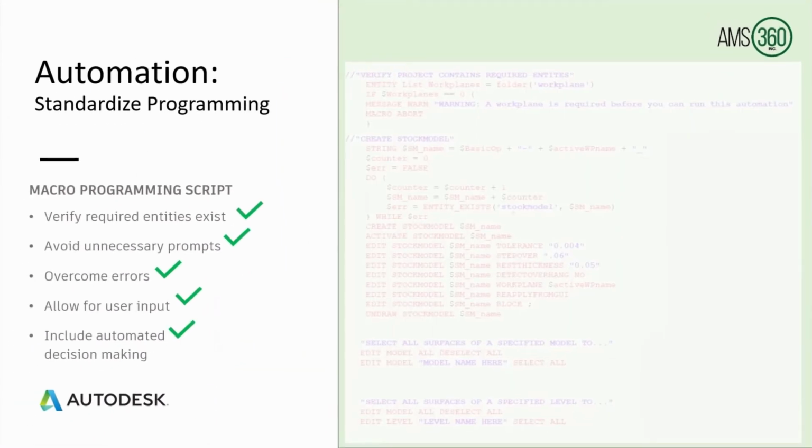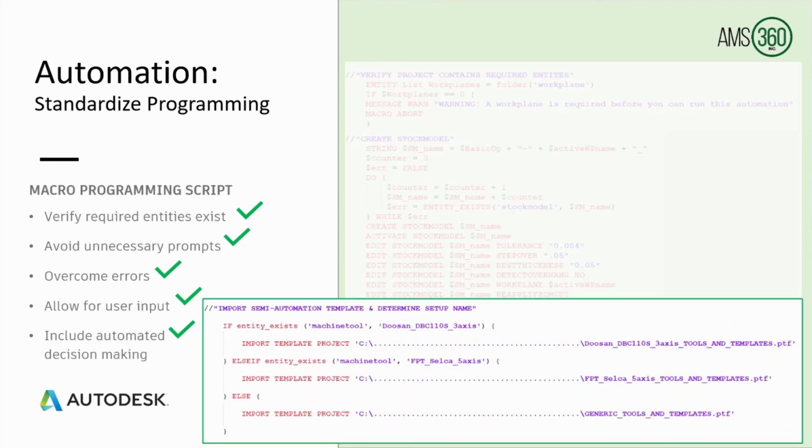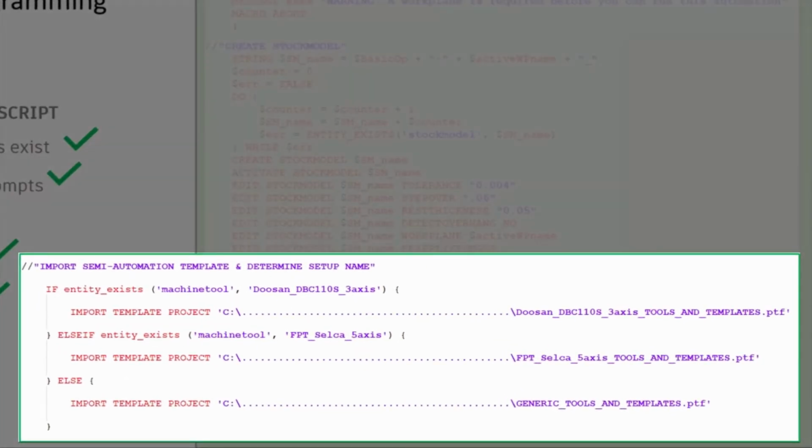And now the fifth piece, a very simple yet very important piece of the puzzle. How do we include some bit of decision making? Adding sensitivity to the active machine tool in your project is a possibility. Now, these lines are not elegant, but they do offer the ability to import correct tooling and machining templates based on your active machine tool in PowerMill. It essentially reads like this.